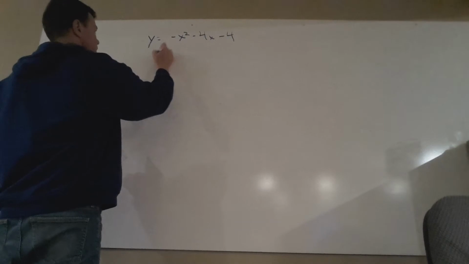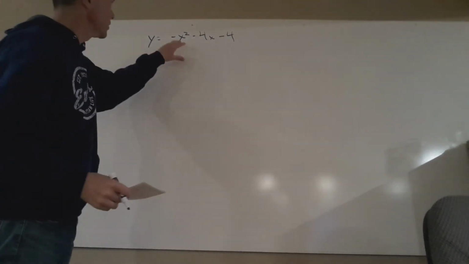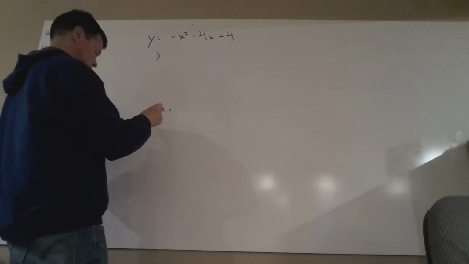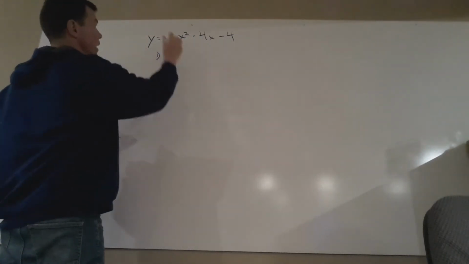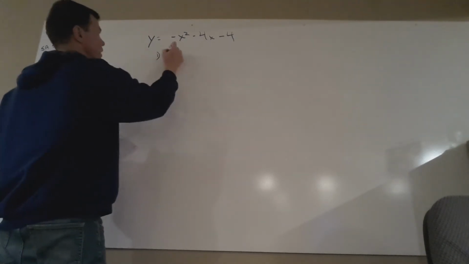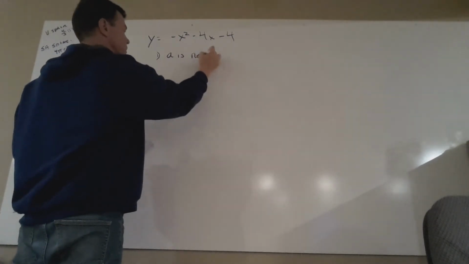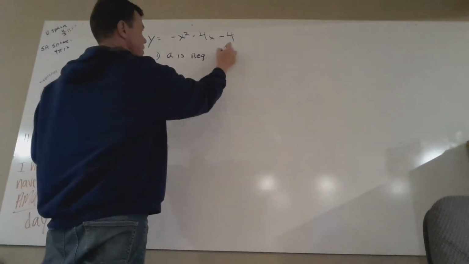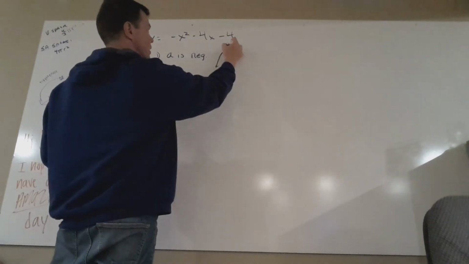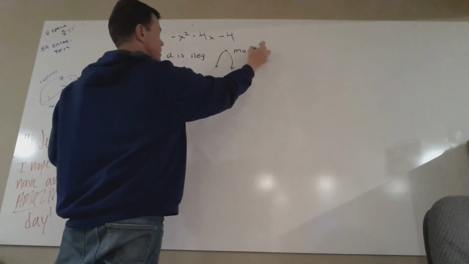Okay, first thing, is this going to be a upside down U or a regular shaped U? Our A is in front of the x squared, so our A is negative. So therefore, we have this upside down shape U. This is going to be a maximum point.